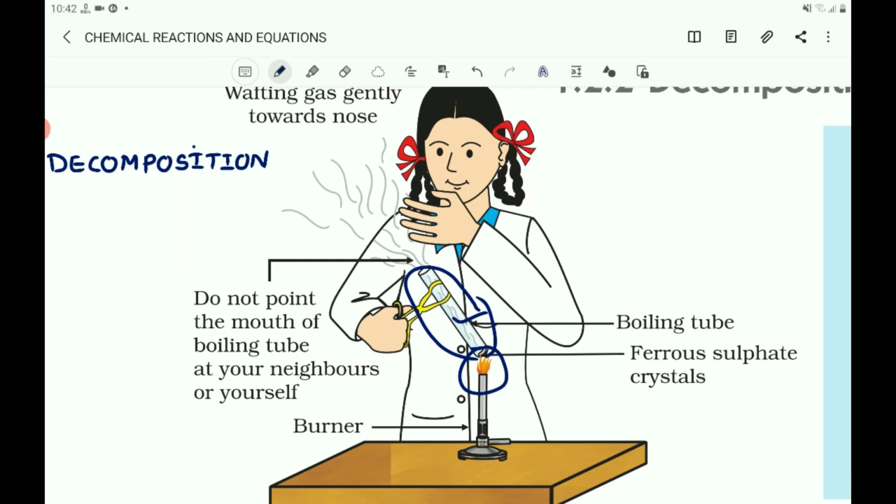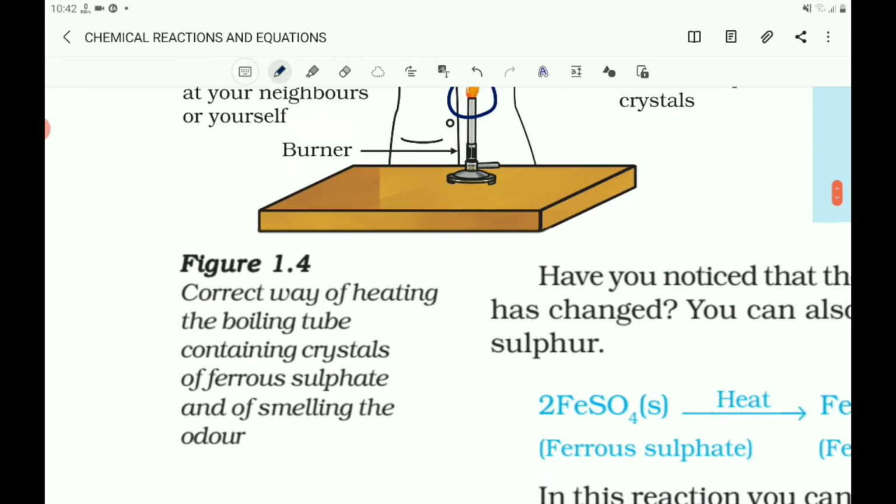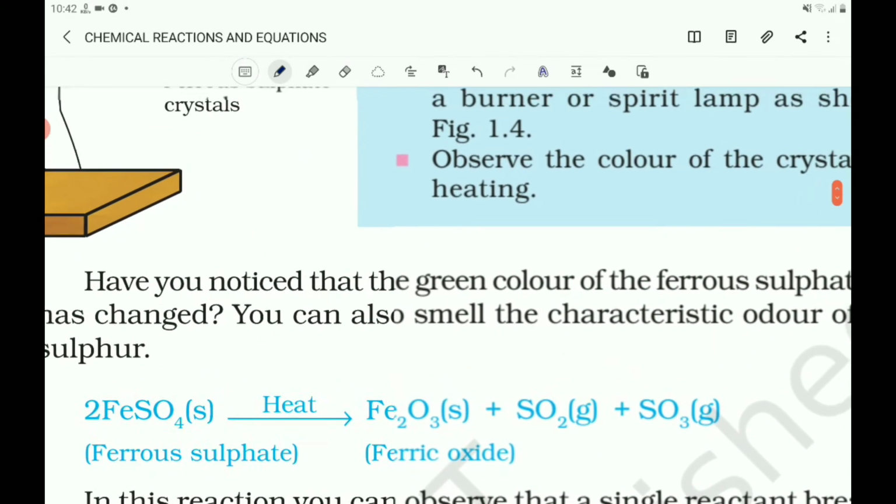Ferric oxide forms here, and pungent smelling gases, sulfur dioxide and sulfur trioxide, are given out. Here, what happened? On heating, ferrous sulfate breaks up into ferric oxide, sulfur dioxide and sulfur trioxide.